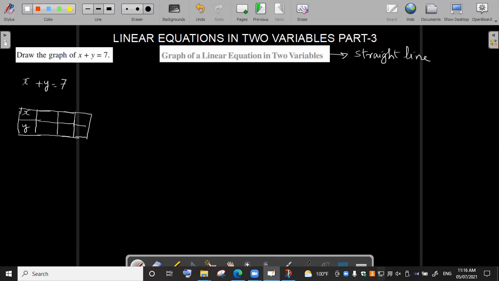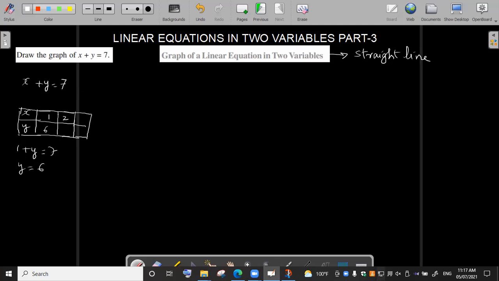So better to take the easy ones. Here we can take any value 1, 2, 3, 4, because we will get the value of y. Try to avoid getting values in decimals. But in this equation, any value you take for x, you can get the value in whole numbers, not decimals. 1, 6, 2, 5, like this you can get. So if you take x is equal to 1, you have to solve 1 plus y is equal to 7 and y is equal to 7 minus 1, that is 6. So the first point is (1, 6).